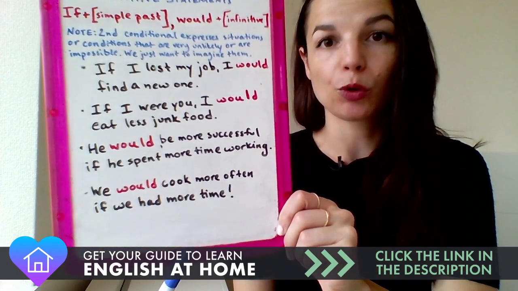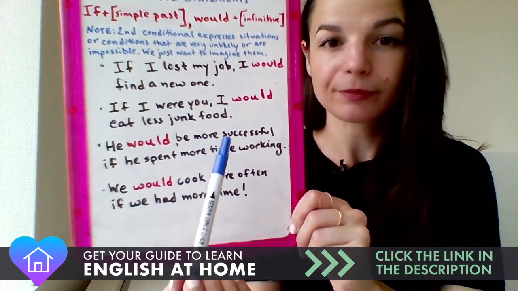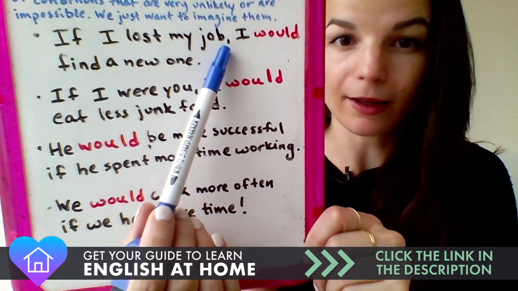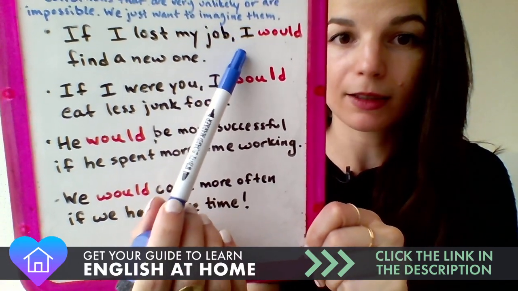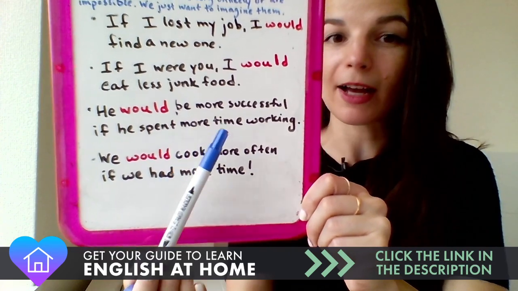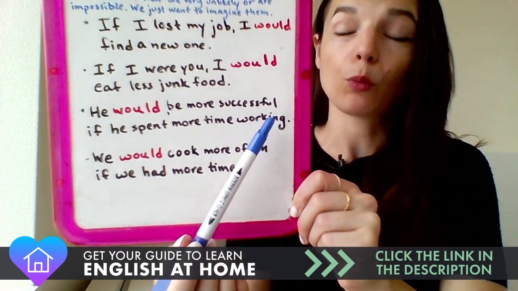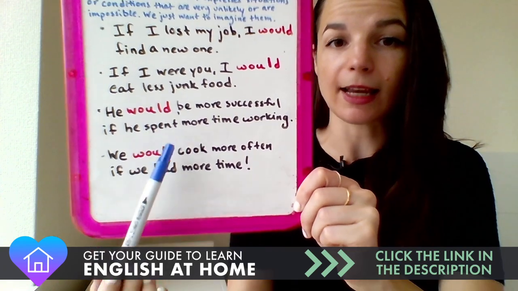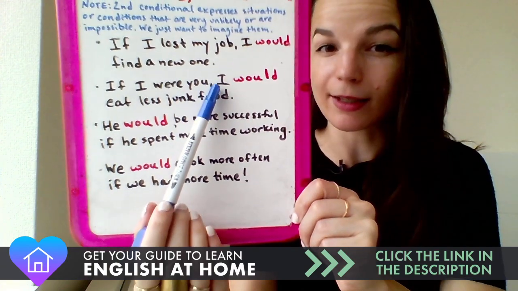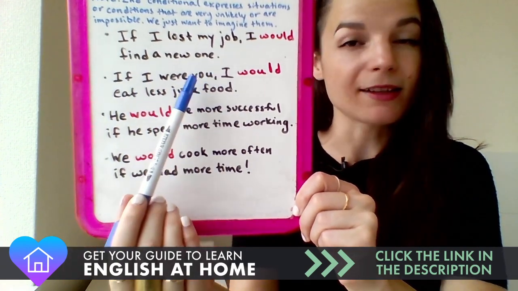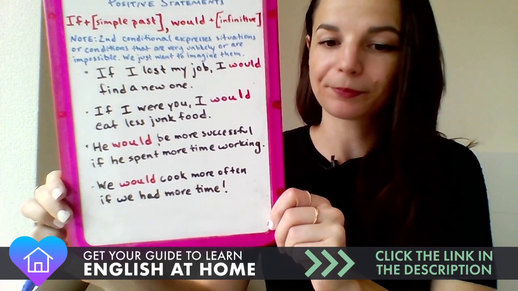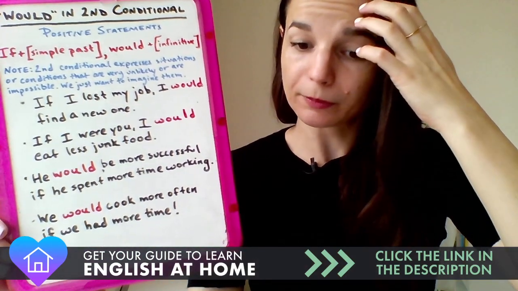Another point I want to make, the last point here, is about punctuation. This little mark right here, this is a comma. If I lost my job, comma, or if I were you, comma. You'll notice in these two, there's no comma after he would be more successful. We do not use a comma in these cases. Use your comma after the if clause at the beginning of a sentence. If the if clause is not at the beginning of the sentence, like these two, no comma. Don't use a comma there. Okay? All right.